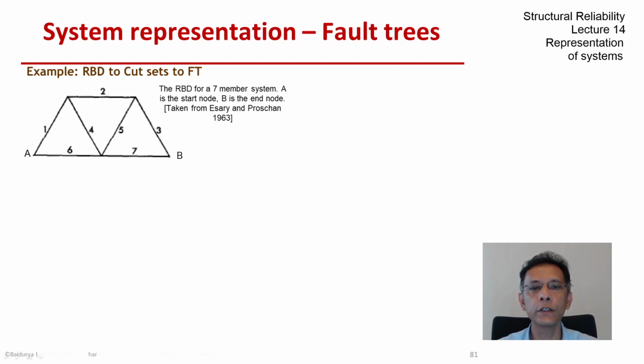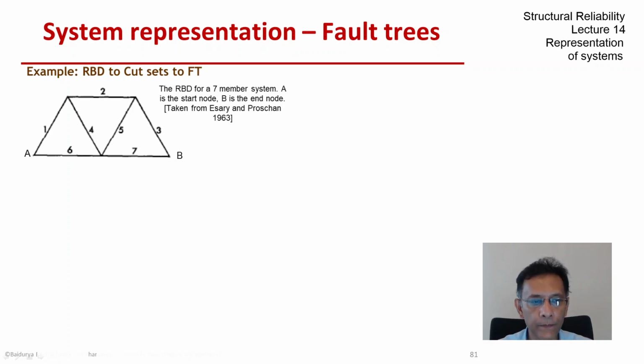Let's look at one more example of fault trees involving repeated elements. This is an RBD starting from A and ending at B. So there are 7 elements, and let's first create the minimal cut sets, and then from there we can create its fault tree.